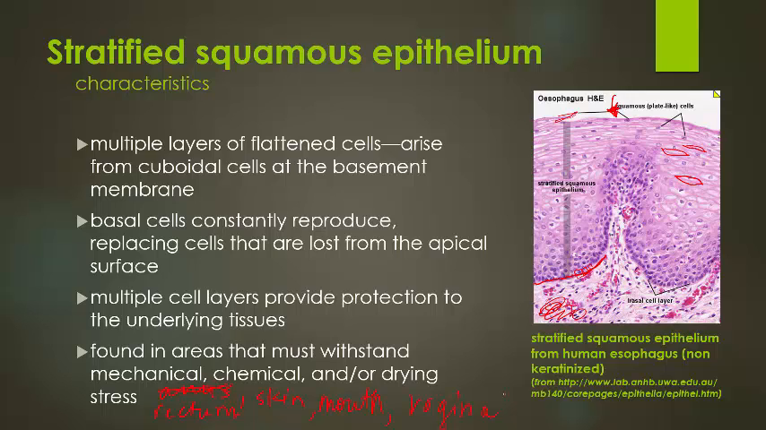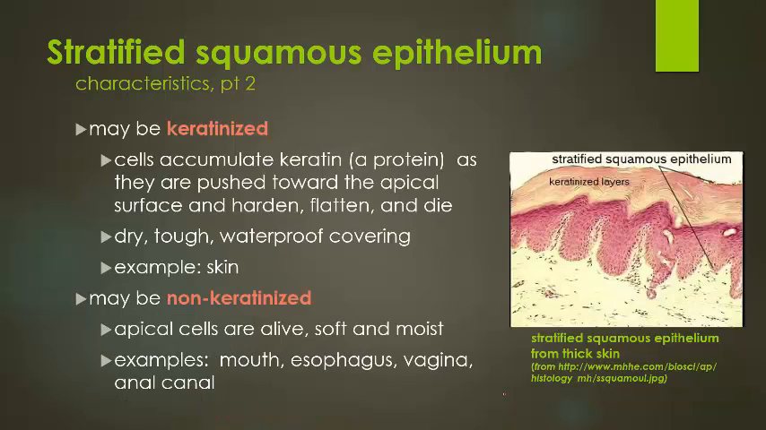All right, next on our list of tissues is, oh, there we are. I knew I had another slide. Sorry about this. So yes, examples in the mouth, the esophagus, the vagina, and the anal canal. Okay, so these stratified squamous epithelia may be what's referred to as keratinized. That is, they may accumulate a protein called keratin as they are pushed closer and closer to the apical surface of the epithelium.